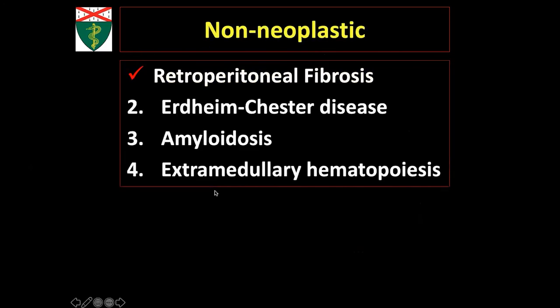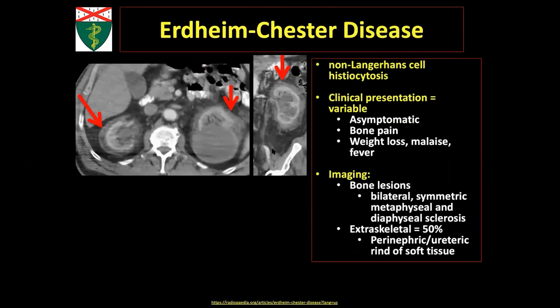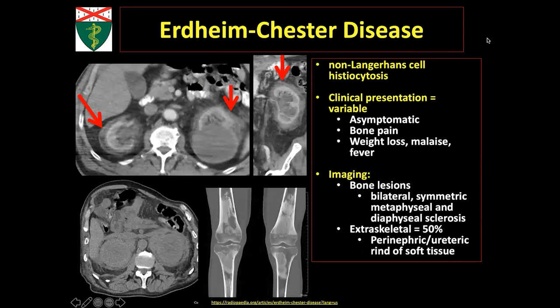So that's RP fibrosis. We can start to get to some more exotic diseases as we finish up this session. This is a case of Erdheim-Chester disease. It's a non-Langerhans cell histiocytosis. Clinical presentation is variable. Patients can be asymptomatic. They can have bone pain, weight loss, malaise, fever. And on imaging, you get characteristic bony lesions, which are bilateral, symmetric, and sclerotic, involving the metaphyseal and diaphyseal areas of long bone. This is taken from the literature.